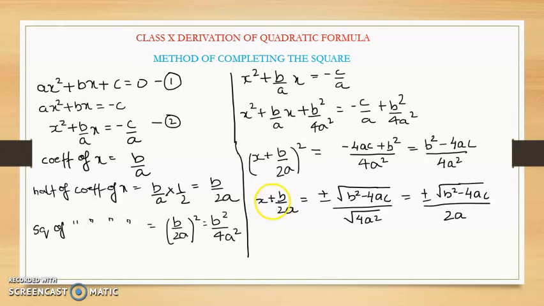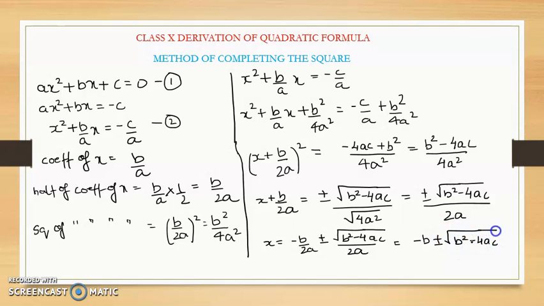This plus b upon 2a, if I take it to the right side, will be minus. So x is equal to minus b upon 2a plus minus under root of b square minus 4ac upon 2a. Now see, students, the denominator is the same, 2a. So I can rewrite this equation as minus b plus minus under root of b square minus 4ac upon 2a. So this is your method of completing the square and your quadratic formula.